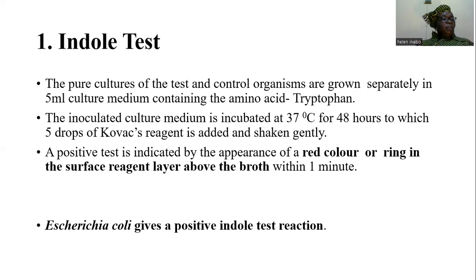The indole so produced combines with an active component of the Kovacs reagent known as para-dimethylaminobenzaldehyde. This combines with indole to produce a red colored compound, especially when the pH is 4.4 or below 4.4.